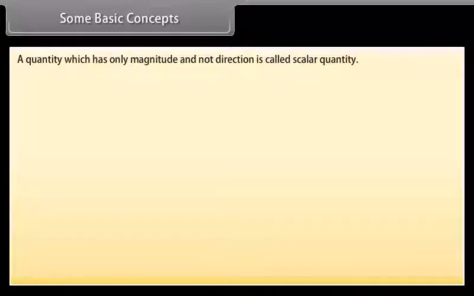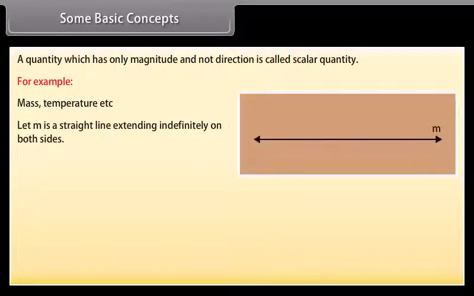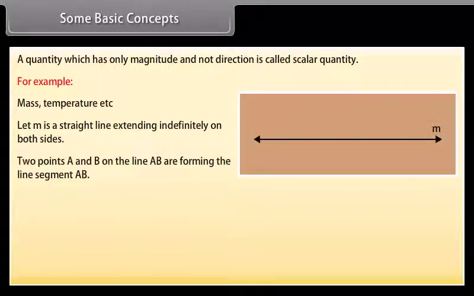Some basic concepts. A quantity which has only magnitude and not direction is called a scalar quantity. For example, mass, temperature, etc. Let M be a straight line extending indefinitely on both sides.